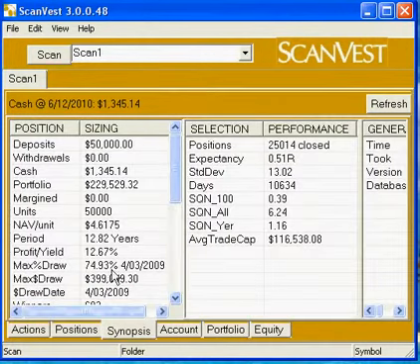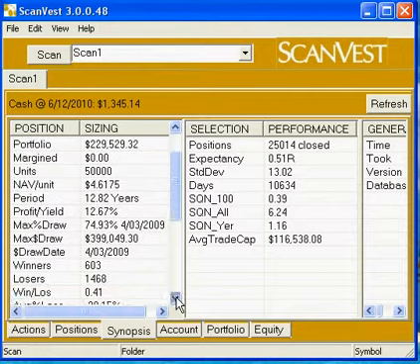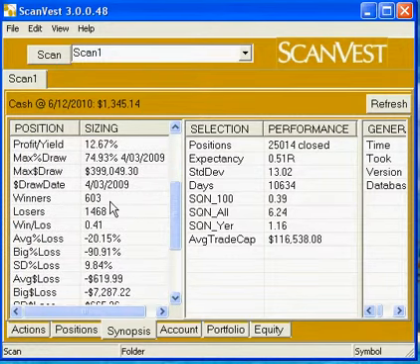Our max dollar drawdown was also on the 4th of the 3rd, 2009. It was just under $400,000. We can see the number of winners and losers, therefore a win-loss ratio. Average percent loss, biggest percent loss. Standard deviation on percent loss. Average dollar loss, standard deviation loss, average percent win, average dollar win.